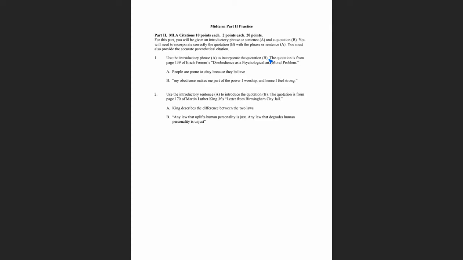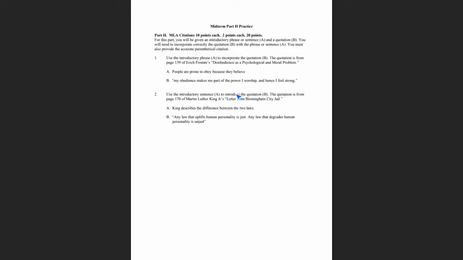For this part, you will be given an introductory phrase or sentence and a quotation. You will need to incorporate correctly the quotation B with the phrase or sentence A. You must also provide the accurate parenthetical citation. So for instance, this one, we use the introductory phrase A to incorporate the quotation B. It tells you where the quotation is from: page number, author's name, title of the essay.